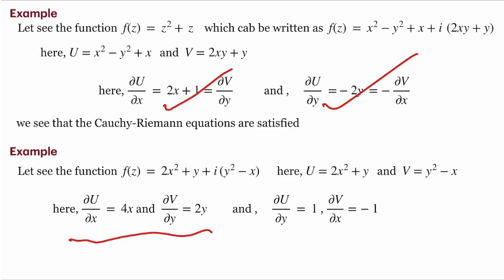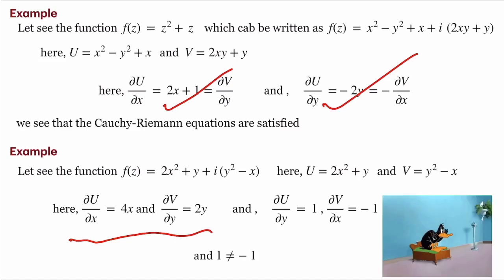On the other hand, for the second condition, du by dy is equal to 1 and dv by dx is equal to minus 1. This can never be satisfied, 1 can never be equal to minus 1, and this function is analytic nowhere. Well, this we have also seen, it is more or less an ad hoc function constructed, but it doesn't satisfy the Cauchy-Riemann condition, and hence it is not analytic at any point.